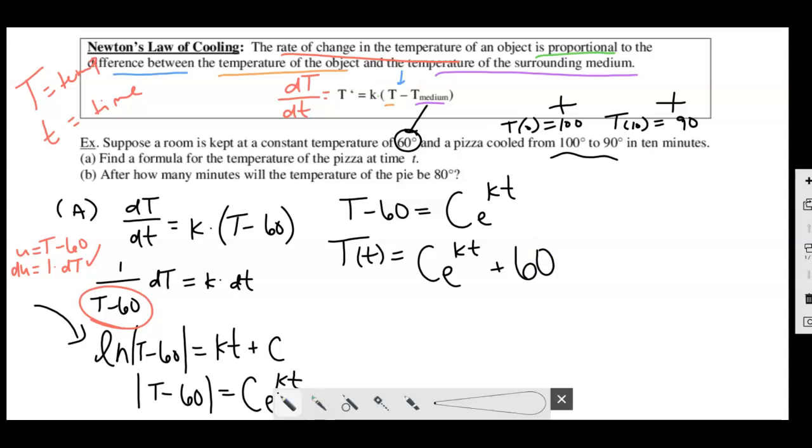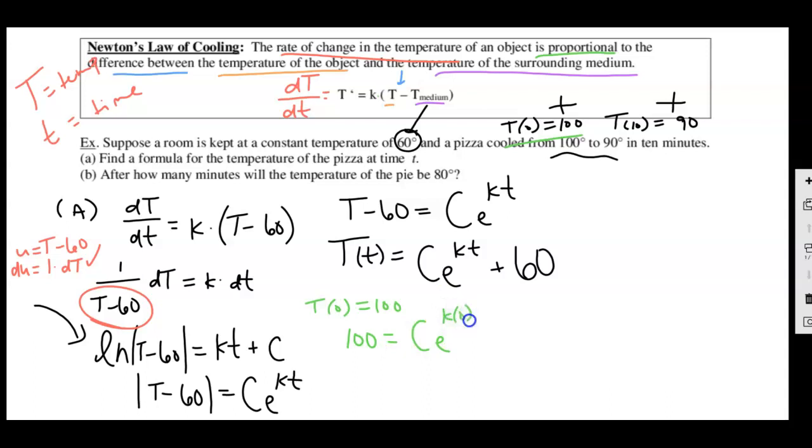Now let's use the two conditions to solve. Let's use this first one. I know the temperature at time equals 0 is 100. Therefore, 100 is going to equal Ce^(k times 0) plus 60. Now, k times 0 is 0, e to the 0 is 1, so really all that is just 1. And so I know my C value is going to be 40. Then we could take that and plug it in. And I know my temperature as a function of time is now 40e^(kt) plus 60.